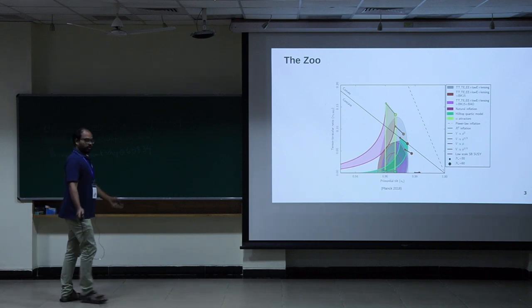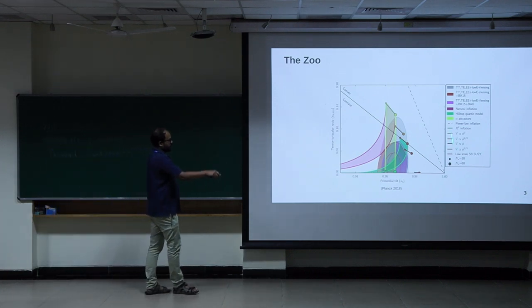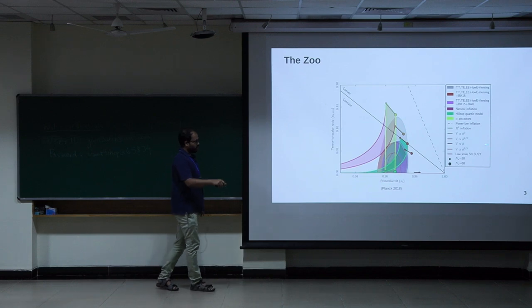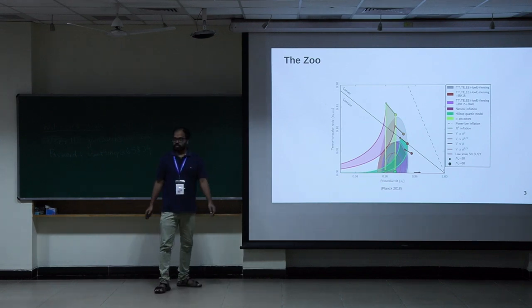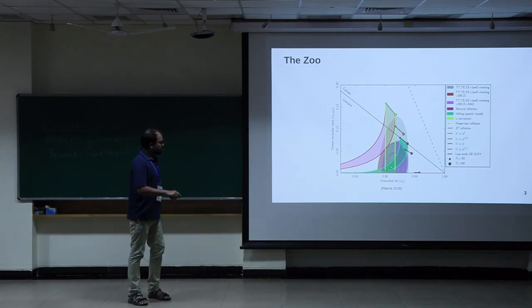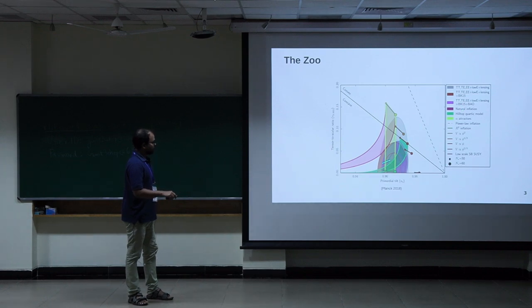All right, so what are the models? As you can see here, there are many models. This is a result from Planck 2018, and they have many results. You can see the best result on the y-axis. This is something called the tensor to scalar ratio.